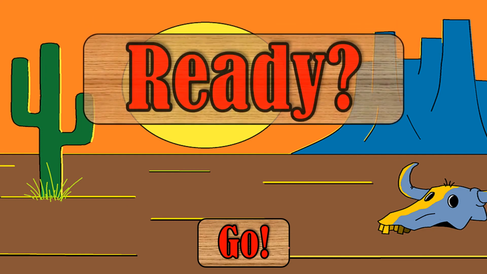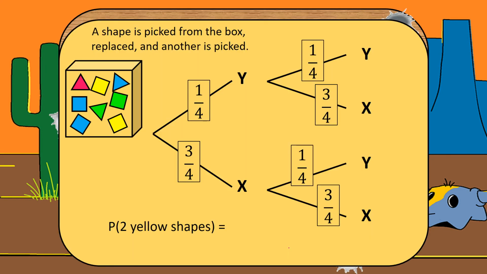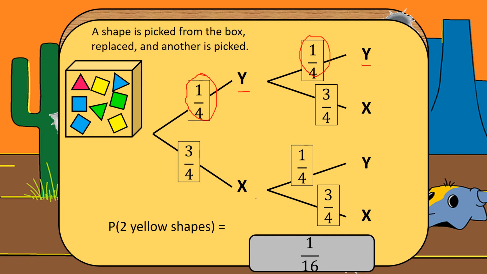I think we might do this one and then we'll call it a day for today. What's the probability of 2 yellow shapes? Hopefully a nice quick one. Do we have an answer? Yep. What have you got, Riley? 1 over 16, because on this one we've got to do the yellow. So the first time yellow is a quarter. The second time yellow is a quarter as well. Quarter times a quarter. It's going to give us 1 out of 16.